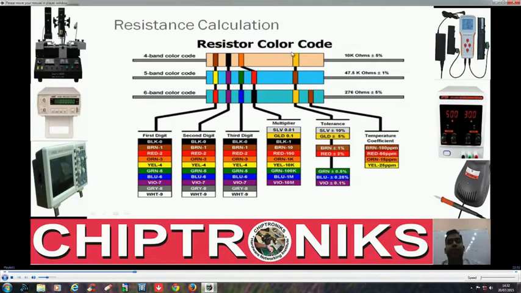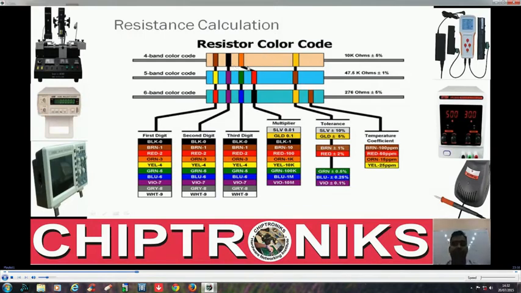This is very important: how to calculate the resistance through the colors present on a resistor, right? We have 3 types of color bands present on a resistor. Some resistors have 4 colors present on them, some have 5 colors, and some have 6 colors. So we'll calculate the resistance.